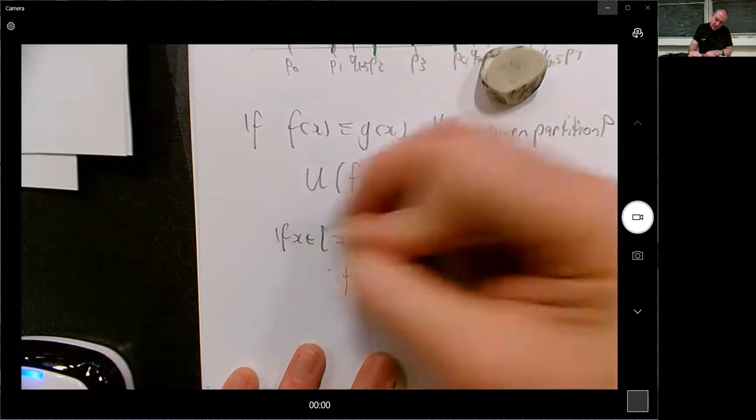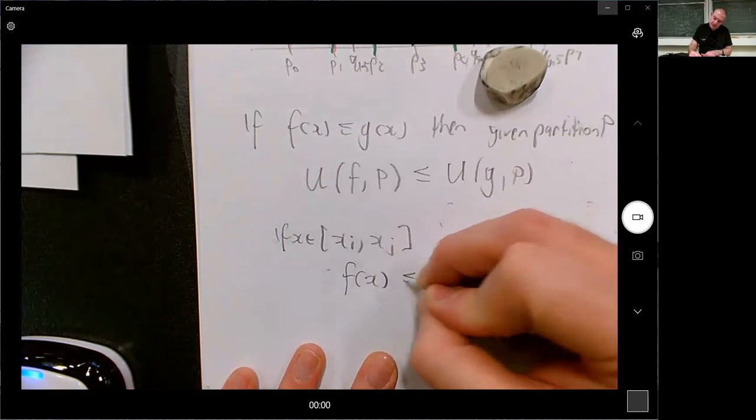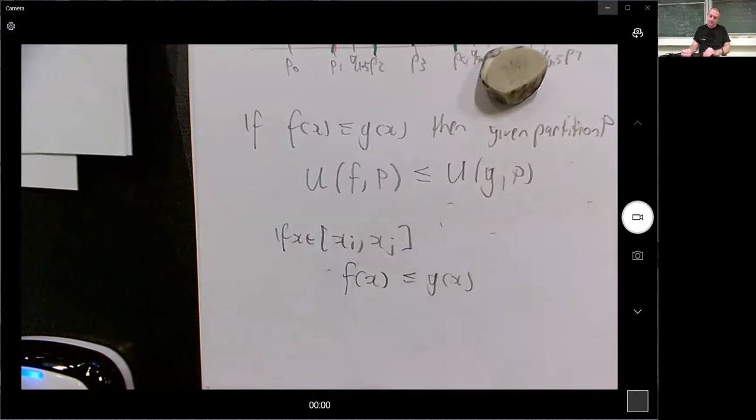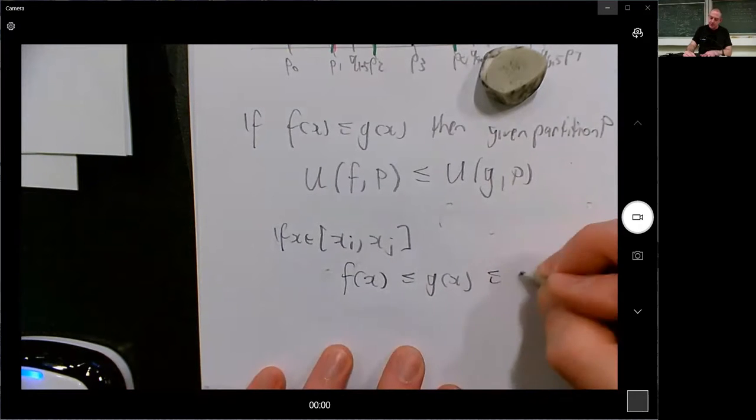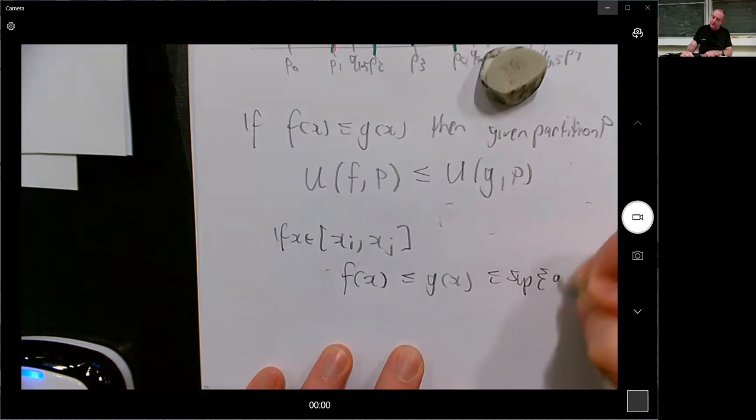If x is in there, then f of x is less than or equal to g of x, right? You would have done a supremum proof at some point to say that if every x is less than or equal to a bound, then it has to be less than or equal to the supremum, which is less than or equal to the supremum of the values of g of x for x in the interval.